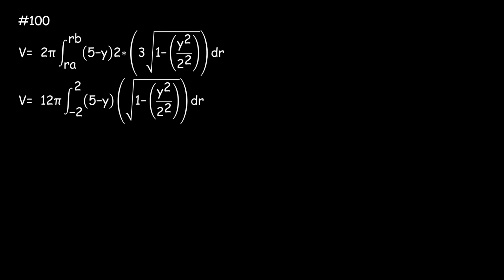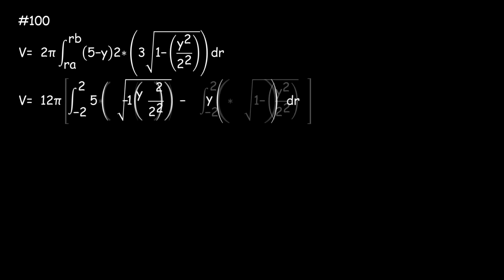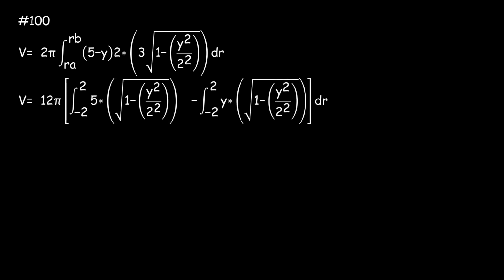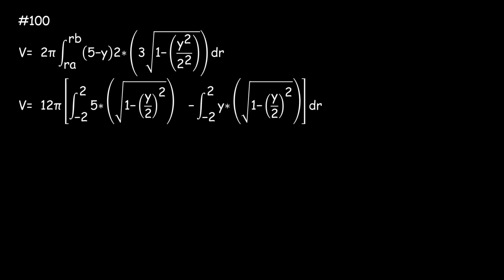Taking each of them, multiplying by 5 and y using the FOIL method, this will be the integral of 5 times the square root of 1 minus (y over 2) squared, minus the integral of y times the square root of 1 minus (y over 2) squared. Now for the last part of this integral, notice that the derivative of y squared over 2 squared is actually y, which is already attached to the question itself. That will be helpful for us. So we can now integrate.